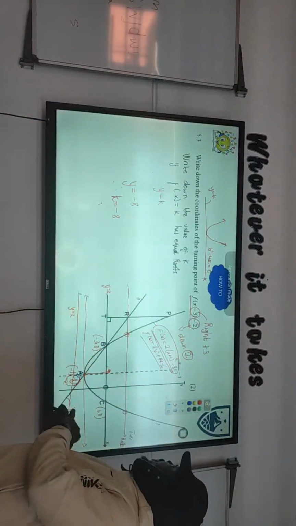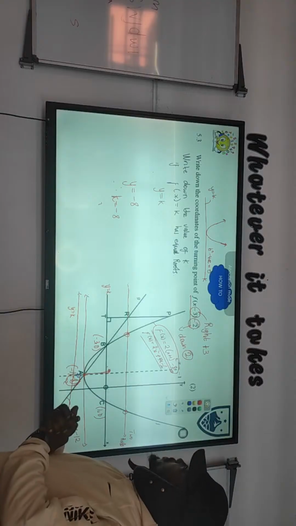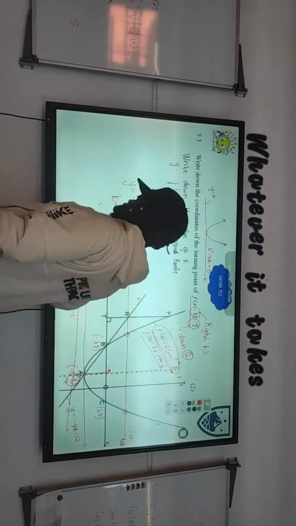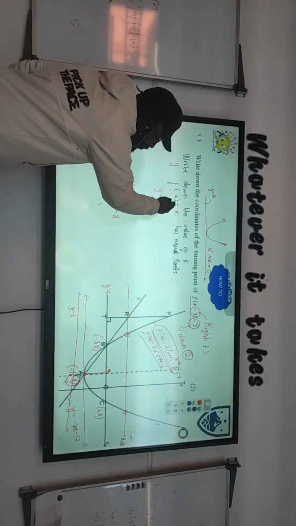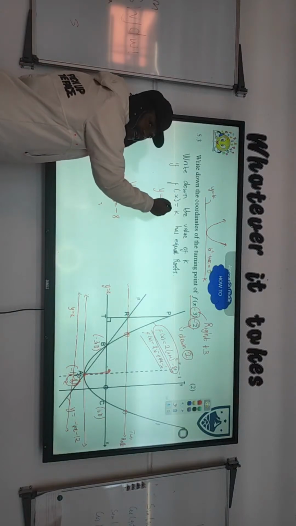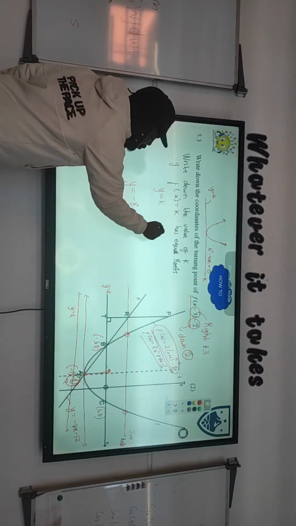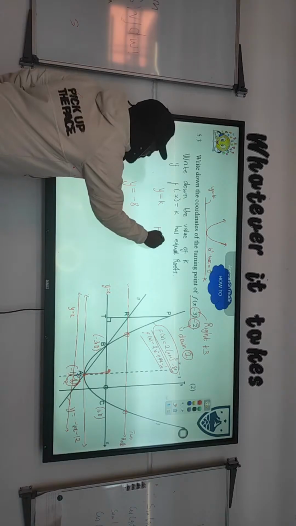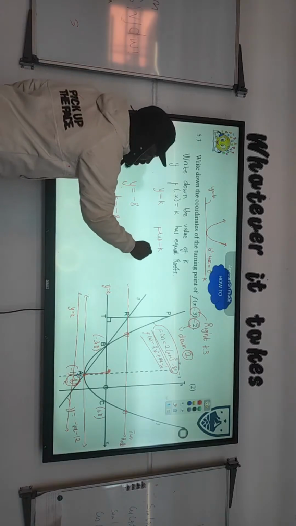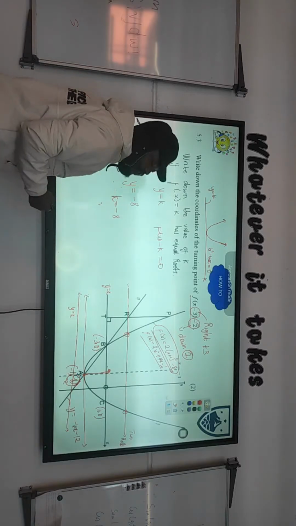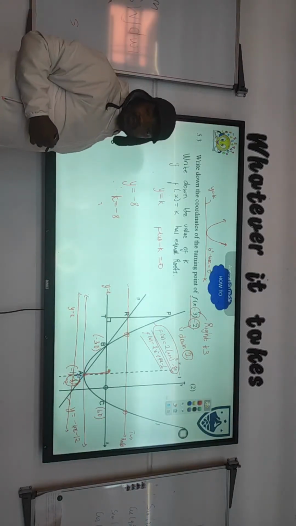I hope that I make sense, because this graph will move up. When you move the parabola, it means that the k must come this side. So your f at x minus k will start being the movement, which is equal to 0.